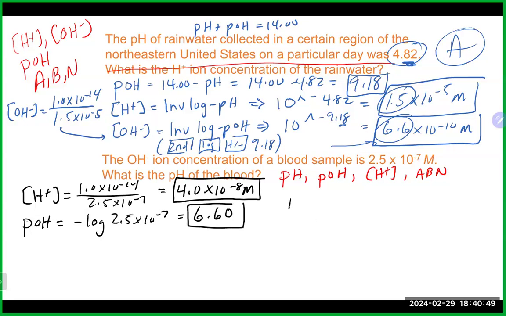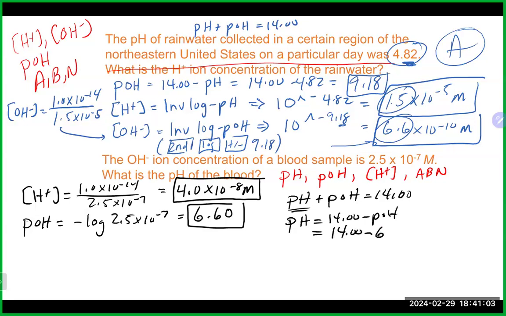At this point, we can then use our pH plus our pOH is equal to 14 to get our pH value. So our pH will equal 14 minus our pOH, which will give us 14 minus 6.60. That'll be 7.40 in this case. And I feel like I'm missing something. Maybe I'm not missing anything. I got all of them, I think.